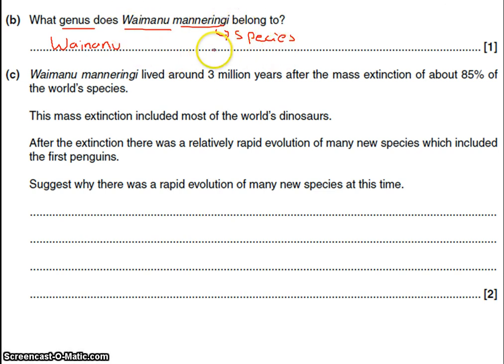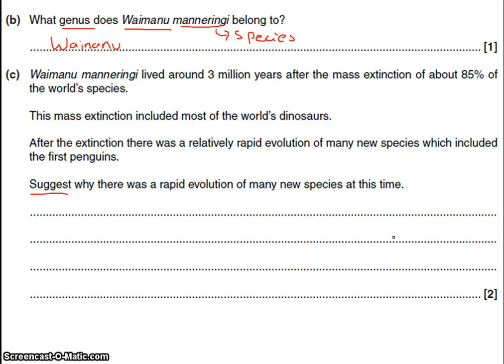This question is about suggest why there was rapid evolution of a new species after the mass extinction that occurred during the dinosaurs that killed off the dinosaurs. And the main reason is because by killing off the dinosaurs, there is now a lack of predators and there is less competition, and this ultimately leads to more food being available. That would be 1 mark.